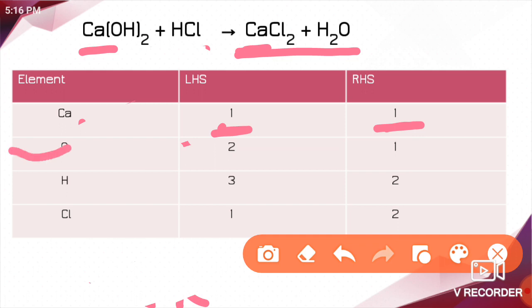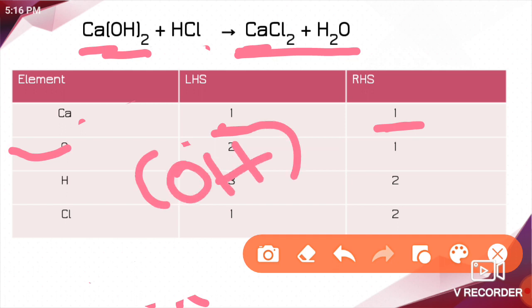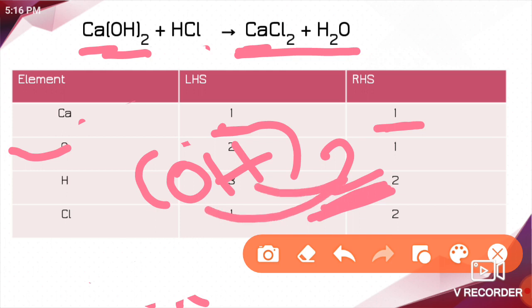Okay. And next go for oxygen. Children, look at this. Here you are getting confused, right? Like this is there, O H O 2. Right or no? See here. If the subscript 2 is present outside the bracket, this means this 2 is distributed equally to the oxygen and hydrogen atoms. Got it? Exactly. This 2 counts for oxygen also, hydrogen also.